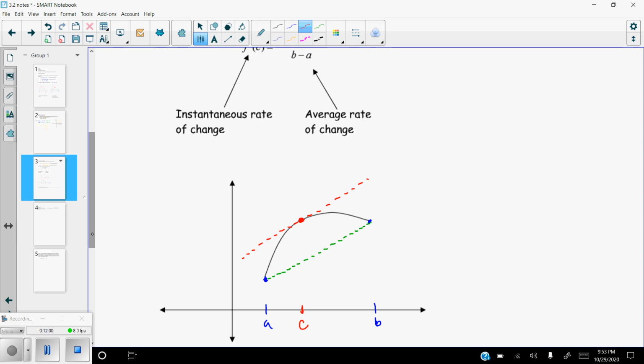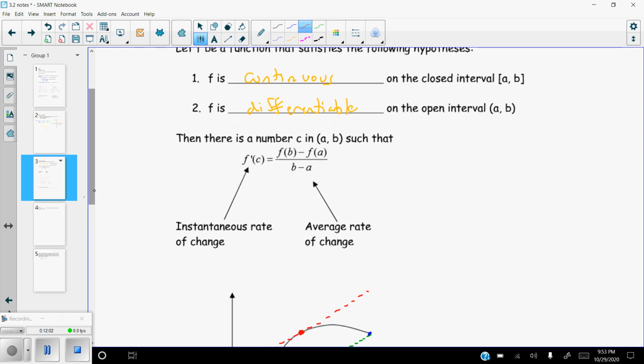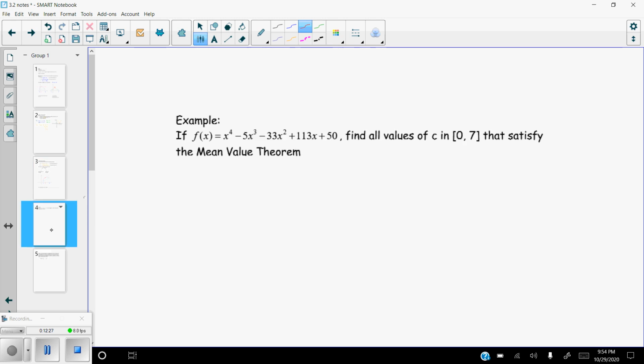Now, it does have to have these criteria. It must be a continuous function, and it must be differentiable, and it's got to be in between the two endpoints. It could be discontinuous someplace outside of our domain, but within our domain, whatever we're given, it has to be continuous and differentiable, and you would need to state both of those criteria in order to use the mean value theorem. Okay, let's go ahead and take a look at an example.